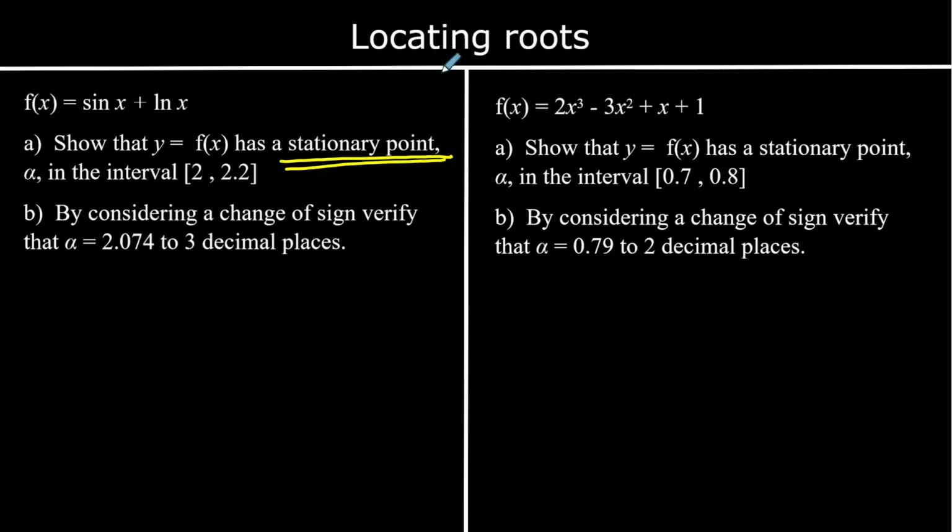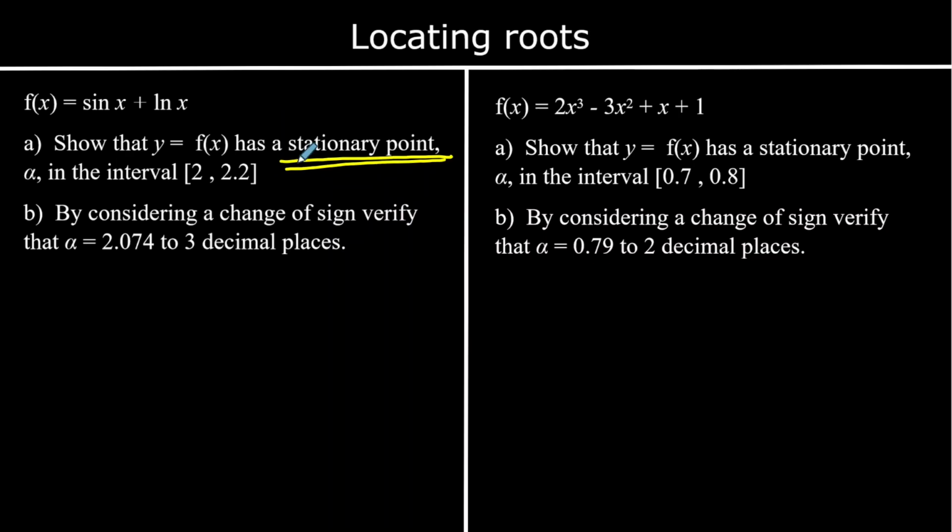And if we have a turning point, the gradient is equal to 0 at the turning point. And on one side of the turning point, we've got a positive gradient. On the other, we have a negative gradient. So we're going to find the gradient function and then see if we've got a change of sign in the gradient between 2 and 2.2. If we have a change of sign, there must have been, at some point, a turning point, if it's a continuous function, which it is.